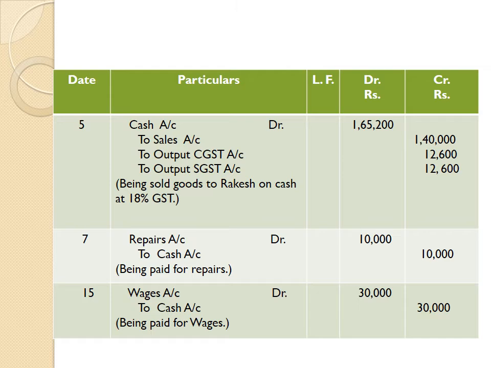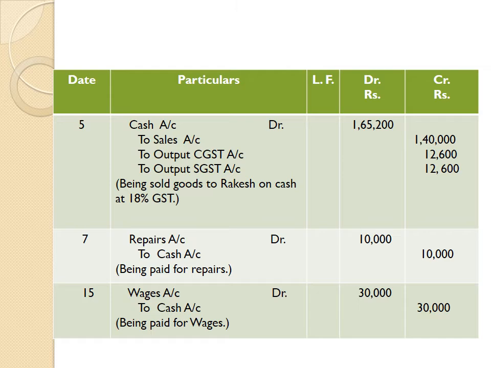Then another entry. Amount paid for repairs rupees 10,000. This is simple entry. On 7th May 2021, amount paid for repairs. So cash gone from business for the purpose of repairs. So repairs account debit 10,000 to cash account 10,000, being paid for repairs.